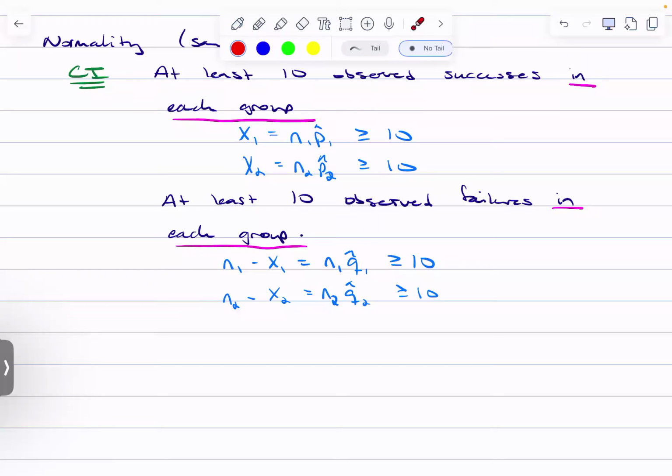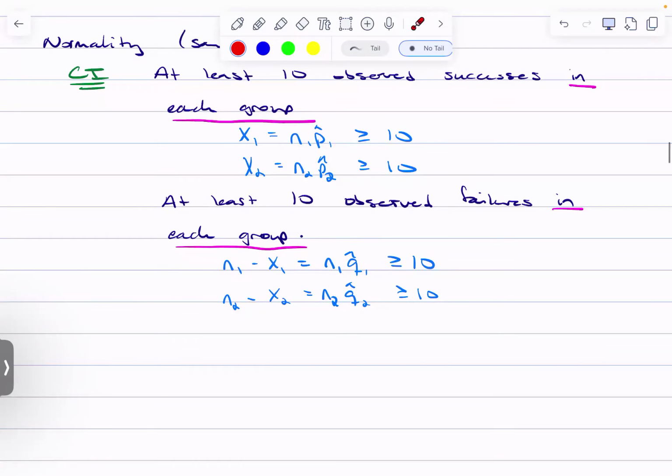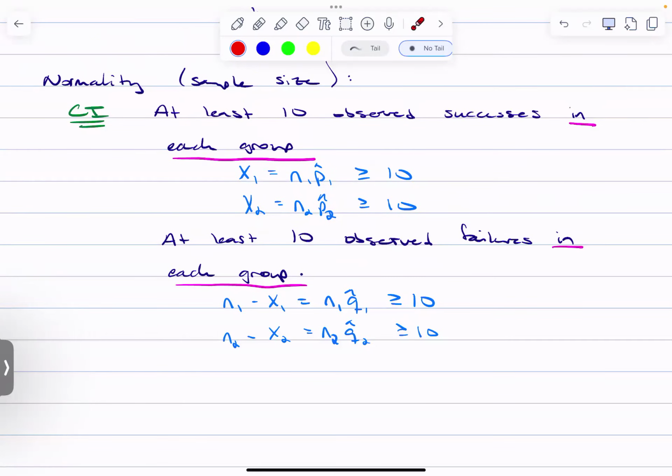Whichever one is easier. And if you like just kind of sticking to one thing always, then I would suggest you use the n1 p1 hat, because you'll always have to find your p hats. So that's the same, sort of, just built out for two groups.